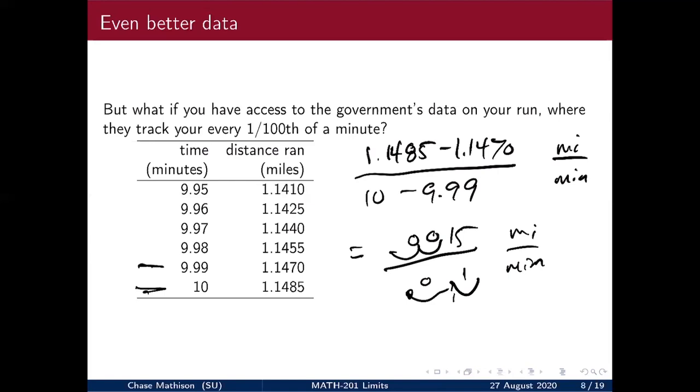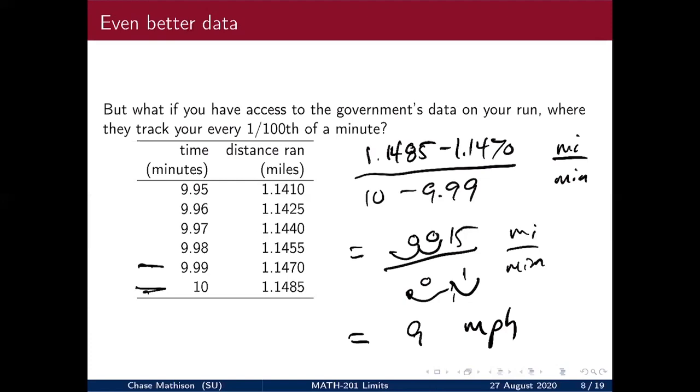I get 0.15 miles per minute, again, just like last time. And so that tells me that I'm running at 9 miles per hour. And again, this is an average speed, but it's an average speed over the last 0.01 minutes before 10 minutes. So when you take the average speed over all of these intervals, if you did the same calculation over the time interval 9.95 minutes to 10 minutes, you still get 9 miles an hour. You get that for all of these intervals.